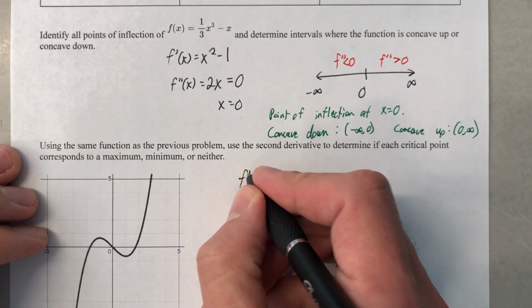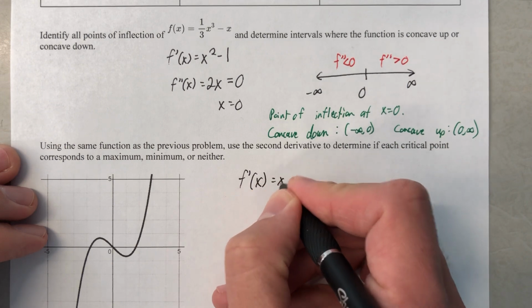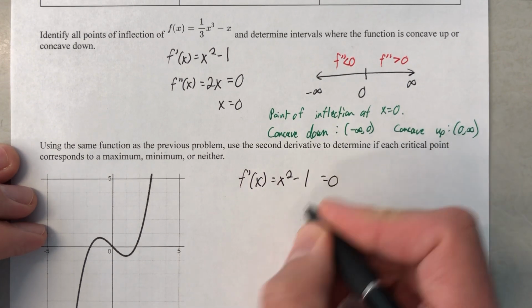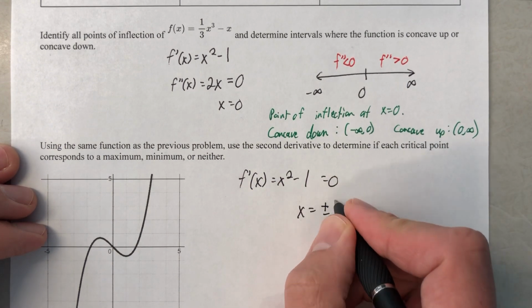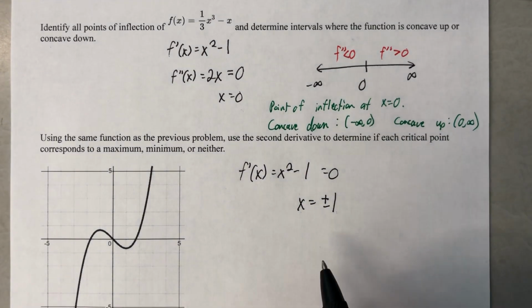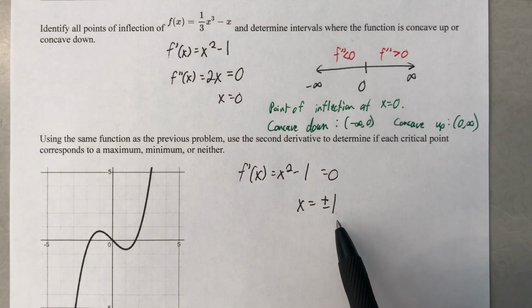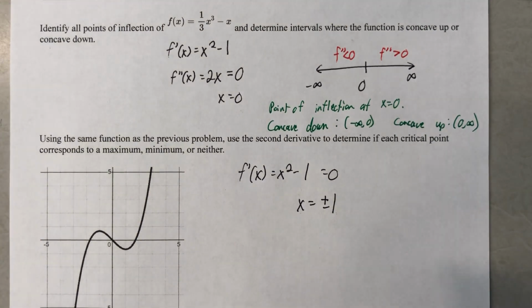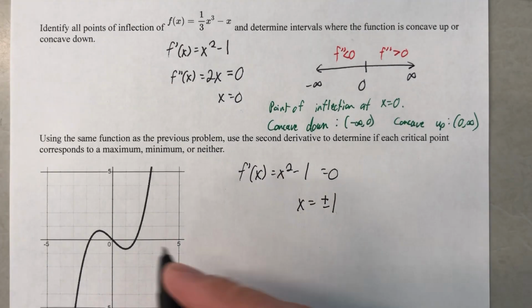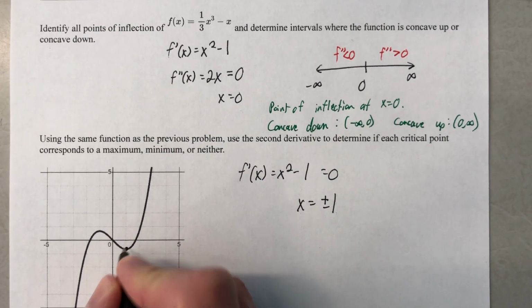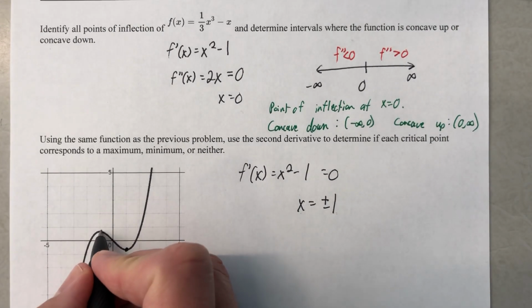First derivative, we already found it, was x squared minus 1. We'll set that equal to 0, and x equals 1 or negative 1. So those are the critical values. Those are the x values that correspond to critical numbers. Now, let's just look at this. Check this out for a second. X equals positive 1 is obviously right there, okay? X equals negative 1 is obviously right there.